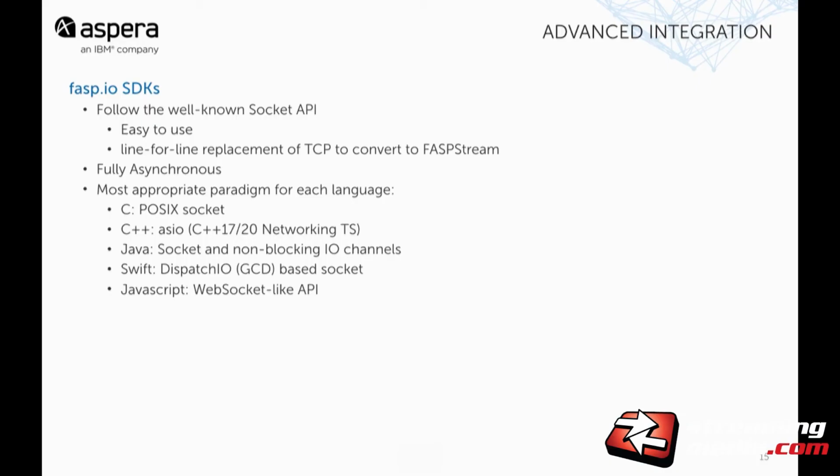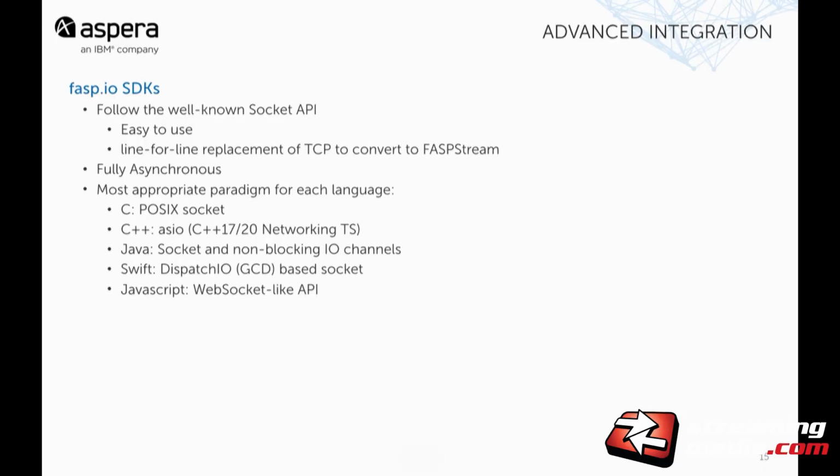We have SDKs for most languages, and these are first-class citizens in this framework. We want to follow the well-known socket API. Why? Because it's easy to use. Everybody knows it already. And especially because if you already have an app or server or client that uses TCP, it's a line-for-line replacement. Where you say connect, you say fast connect. Where you say read, you say fast read. So it's as easy as that.